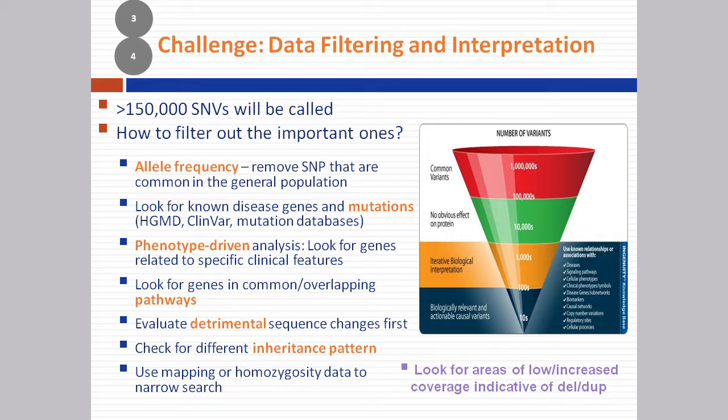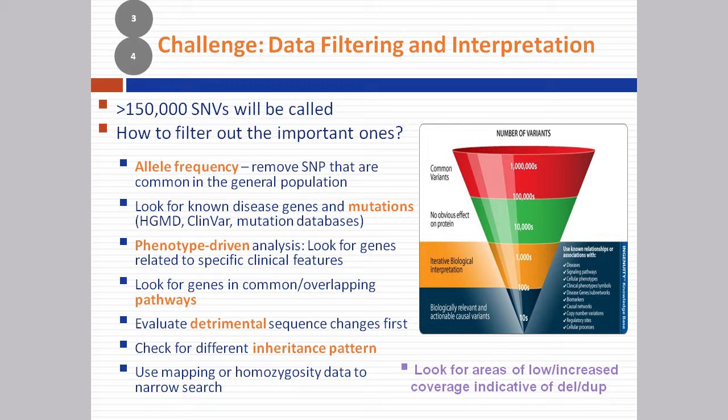We also look for genes and pathways that we know might be related to the patient's disorder. We look for detrimental sequence changes like loss of function mutations first, so we can look for the worst scenario first. And of course, if we can, we use other approaches to narrow it down so we don't need to look at the whole genome.